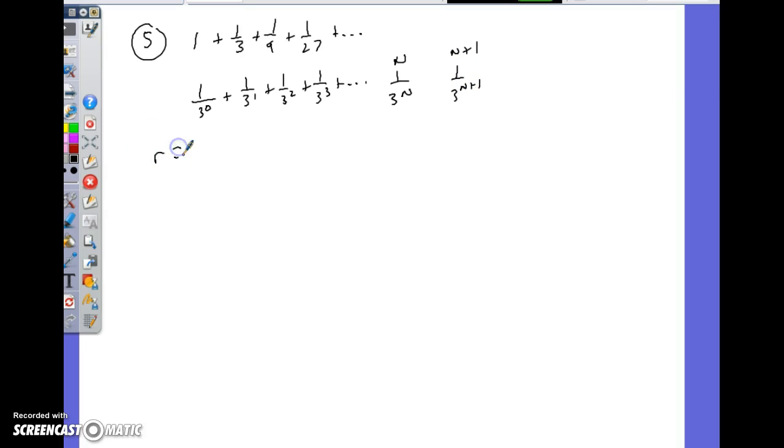Set up my ratio test. My ratio would be 1 over 3 to the n plus 1 times, flip, 3 to the n over 1. I got one more 3 in the bottom than top. My ratio is 1/3. There's no n in it, so the limit would also be 1/3. And it is, in fact, convergent. All right, have fun with the rest of them.